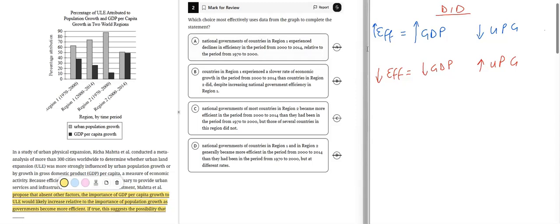National governments of countries in region 1, focus is region 1 here, experience declines in efficiency, that should be this, in periods 2000 to 2014, relative to that. So looking at this, it experienced decline within this period from here to here, right? I think I like this. It's using the opposite of the proposal, right? That's why when I have arrows up and increase or decrease, I always put the opposite in the dummy down corner, because this seems to rhyme with the opposite. But let's see the others.